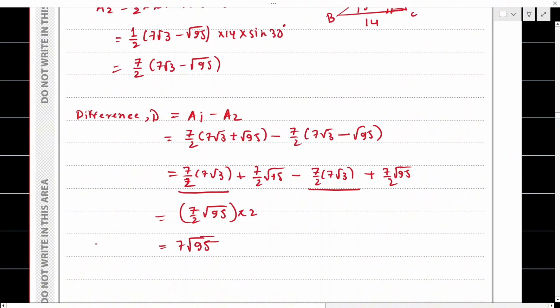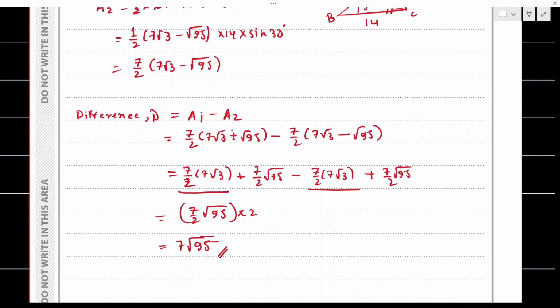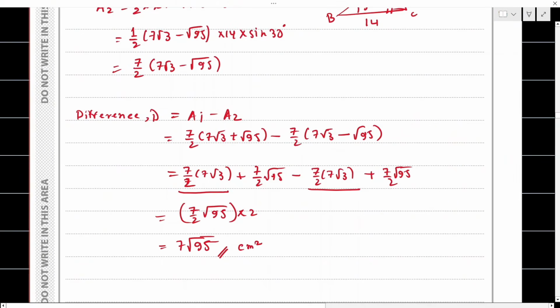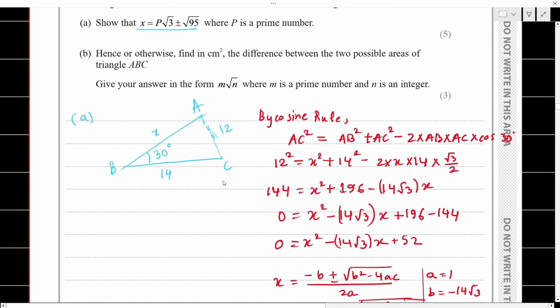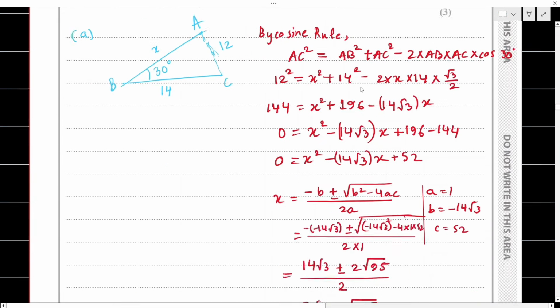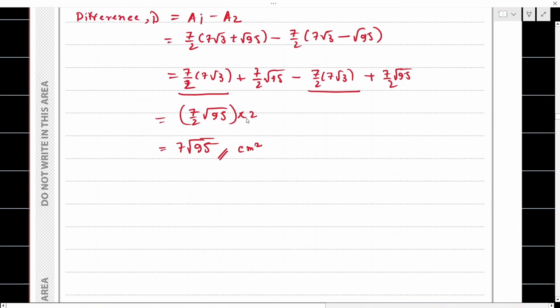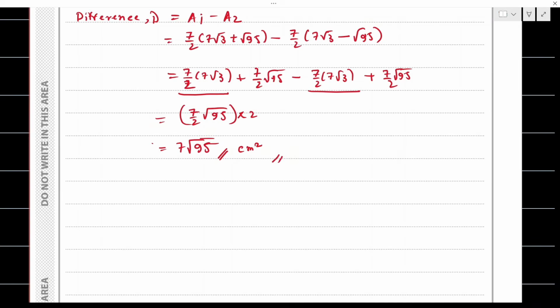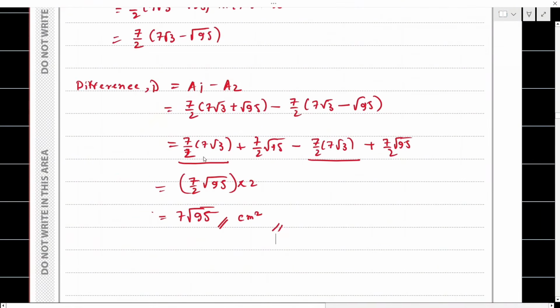So the difference between the two possible areas is root 95, and this is our answer. The answer will be in centimeter square. We can read that we have to give our answer in the form m into root n, where m is a prime number and n is an integer. And this is what we have here. Our m is 7, which is a prime number, and then we have n as 95, which is not a prime number, but it is an integer. So this is our answer for part B of question number 5.